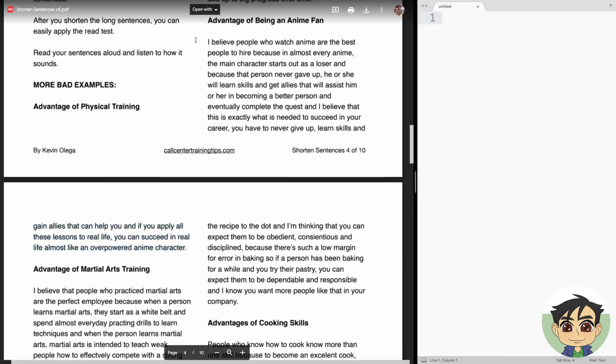So let me just read this first. I believe people who watch anime are the best people to hire because in almost every anime, the main character starts out as a loser, and because that person never gave up, he or she will learn skills and get allies that will assist him or her in becoming a better person and eventually complete the quest. And I believe that this is exactly what is needed to succeed in your career. You have to never give up, learn skills, and gain allies that can help you. And if you can apply all these lessons to real life, you can succeed in real life almost like an overpowered anime character. Wow, that is a mouthful. That is difficult to say.